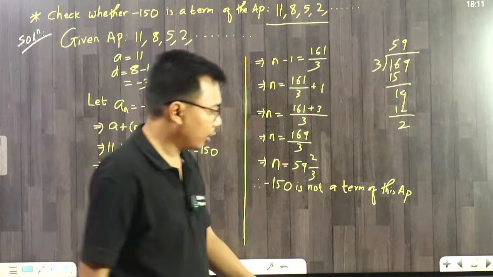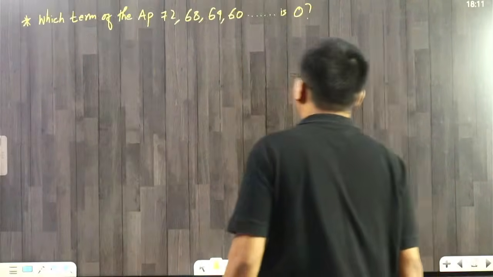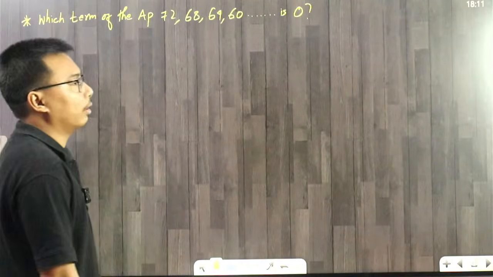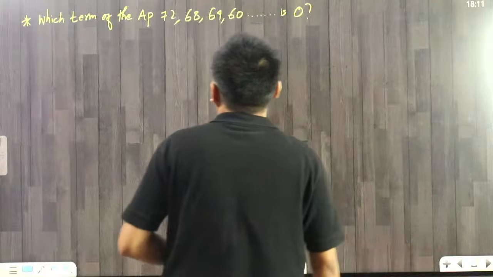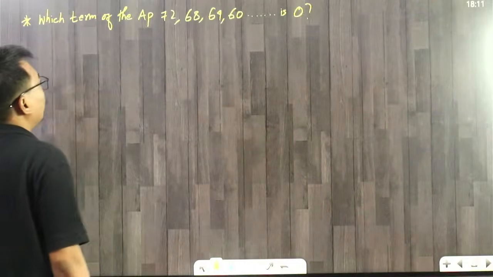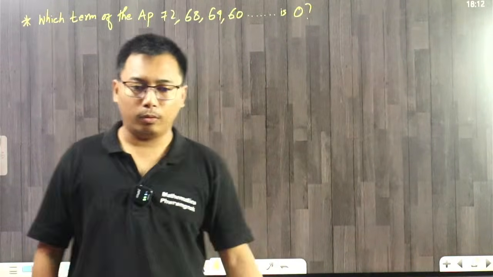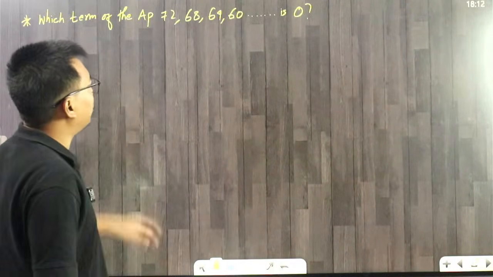Okay, let's move on. Let's proceed to our next question. All right. So here we have another question. Which term of the AP 72, 68, 64, 60 is 0? Which term of the AP is 0?